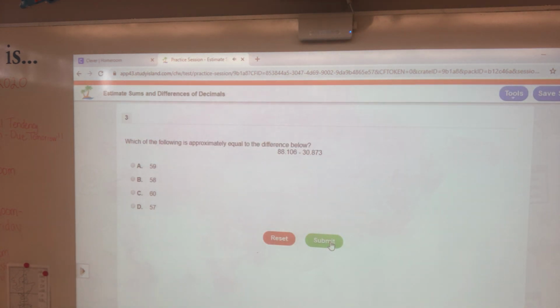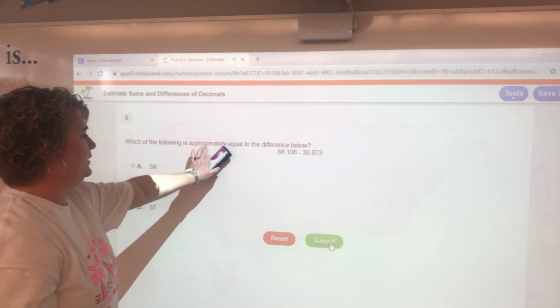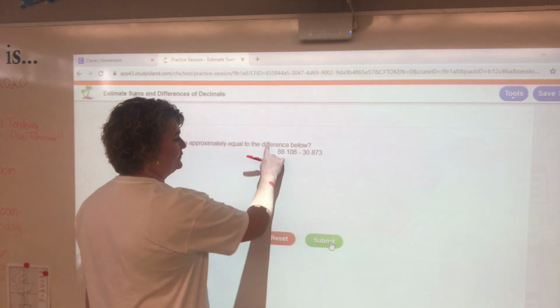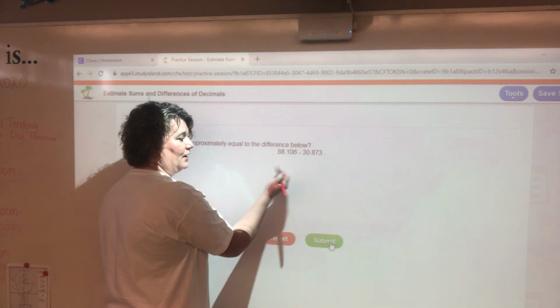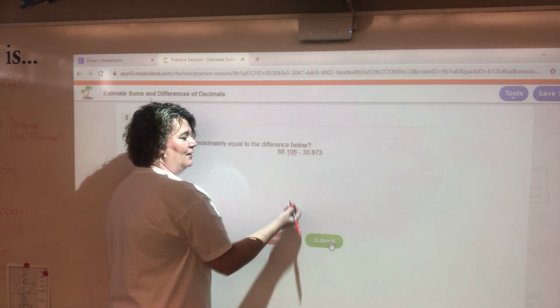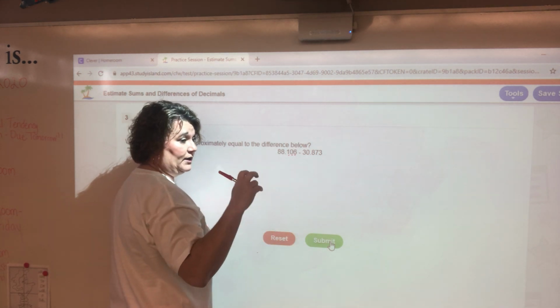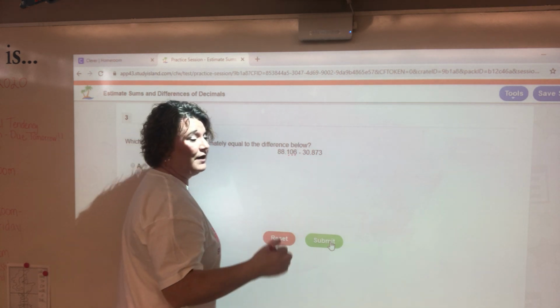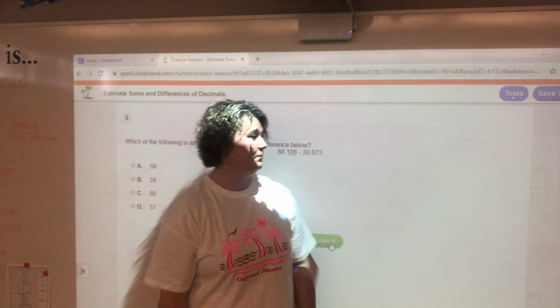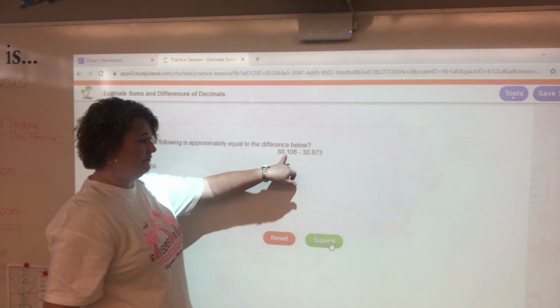Which of the following is approximately, there's our key word again, equal to the difference below? Difference is another word for subtract, don't forget that. Well, here's our 3 digits. That means we're in the thousandths spot. So half of 1,000 would be 500. 500 would be the halfway mark. So let's see if we've made it to the halfway mark here.